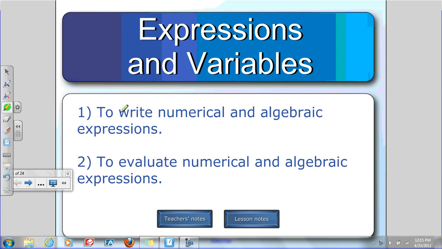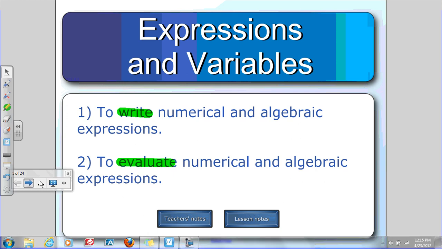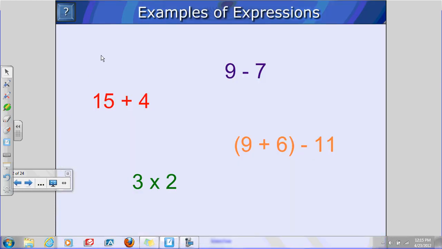We're going to learn how to write numerical and algebraic expressions, which is pretty much just learning to write them. And then we're going to learn to evaluate, which is to find an answer. All right, let's look at some examples of expressions. Can y'all see some differences and some similarities?